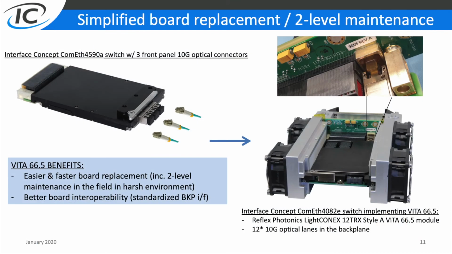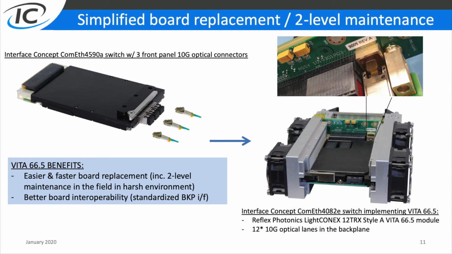Another benefit is the simplified board replacement, or two-level maintenance. By moving the optical interfaces from the front panel to the backplane and using blind-mate connections, boards can be easily and quickly replaced. We don't need to disconnect optical cables any longer. Boards can be replaced in the field, even in a harsh, cold, and dark environment where gloves may be required.